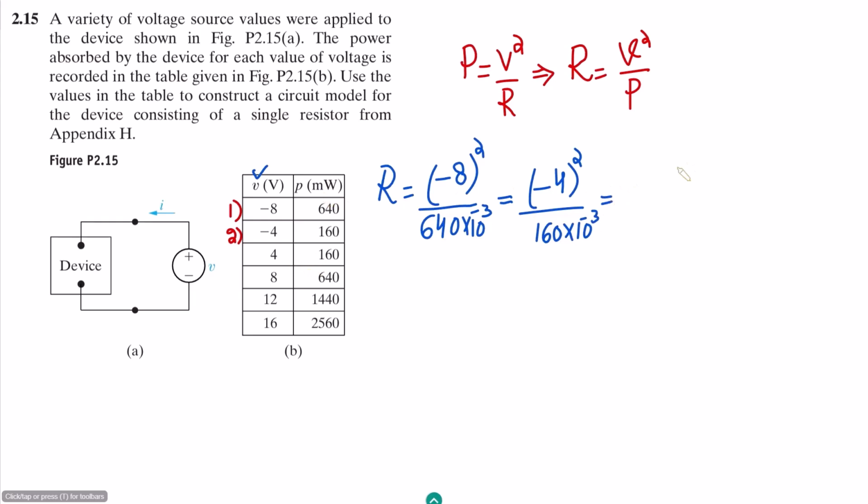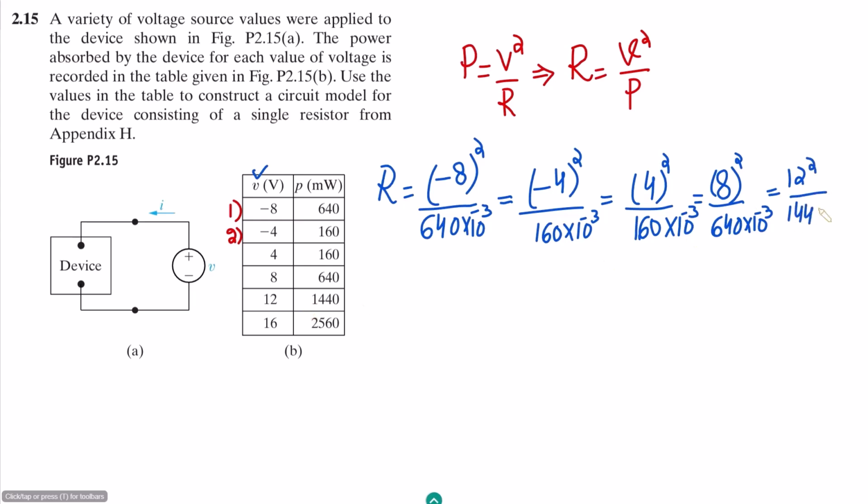Okay, also for this one it would be 4 square divided by 160 into 10 to the power minus 3. For the fifth one it would be 8 square divided by 640 into 10 to the power minus 3, which is also equal to 12 square divided by 1440 into 10 to the power minus 3, and so on. The last one here would be 16 square divided by 2560 into 10 to the power minus 3. So now, picking any one of these values, we can find out the value of the resistor.